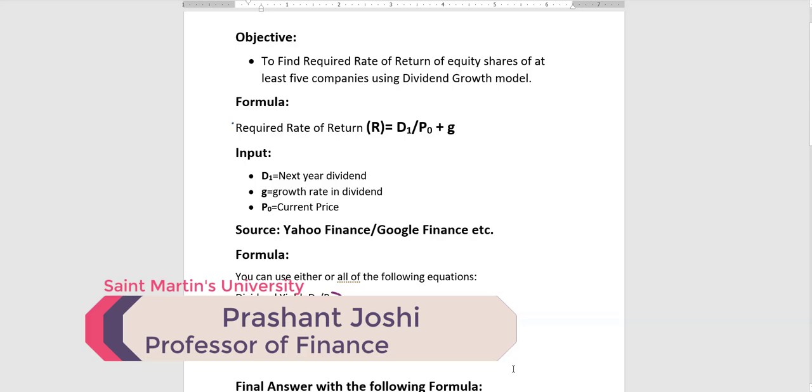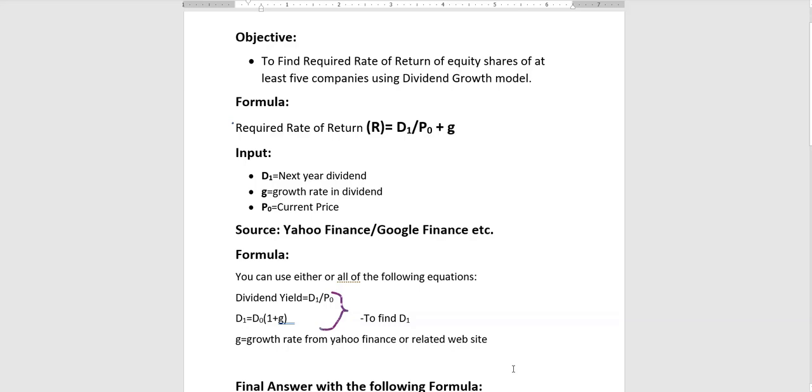The objective of the homework, which we discussed in the class, is to find the required rate of return of equity shares of at least 5 companies using the dividend growth model. The major formula that we're going to use is R = D1 / P0 + G, where G is the growth rate in dividend.